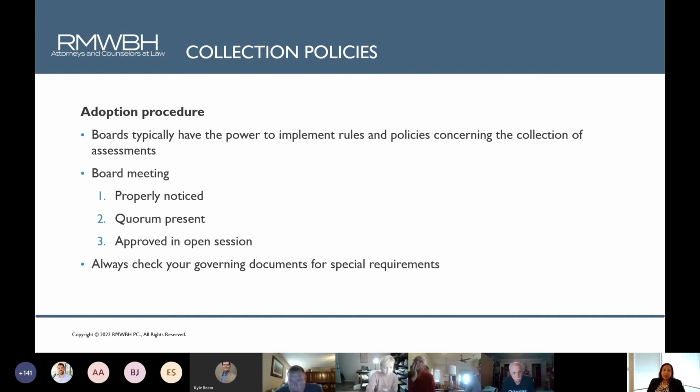Well, first, you need to make sure that the board has authority to adopt a collection policy. And generally speaking, boards usually do. You can find that authority either in the governing documents, the declaration. There'll be a provision that says the board may adopt rules and regulations or policies or resolutions regarding the subdivision, really any aspect of it, which could include a collection policy. That authority can also be in the bylaws of the association.